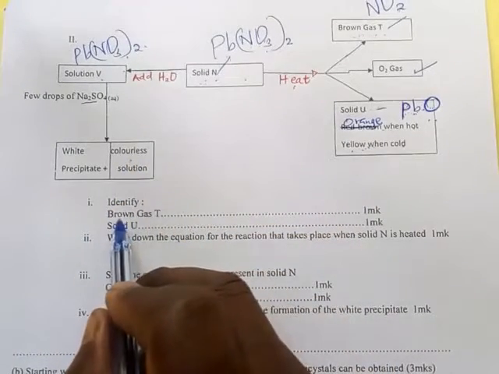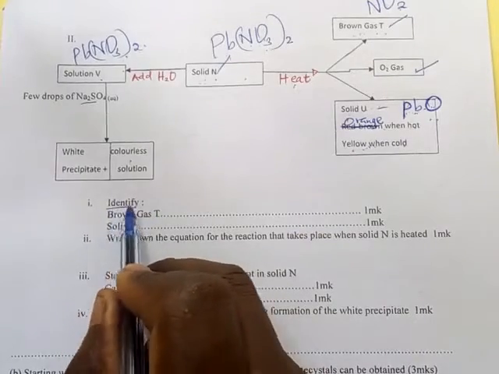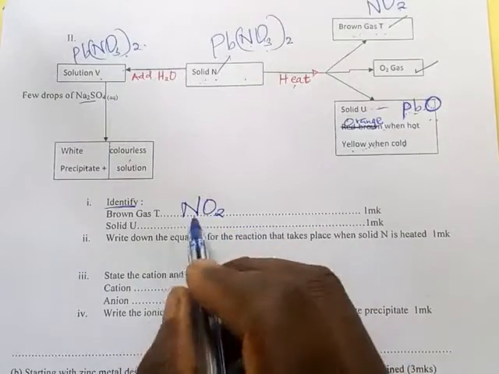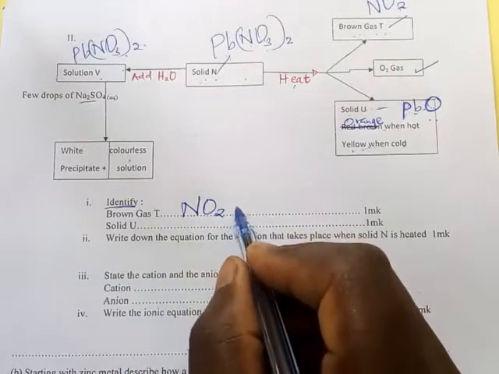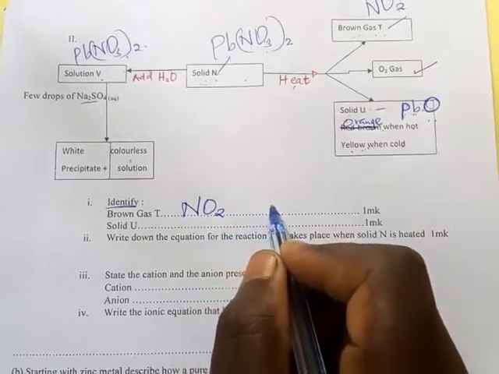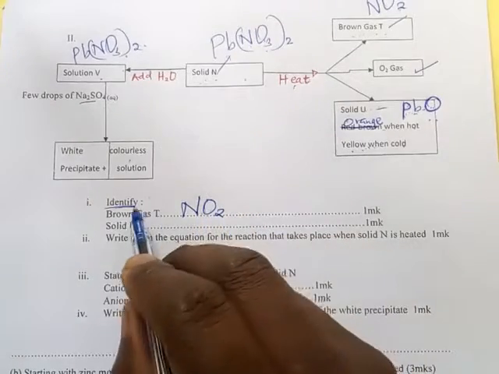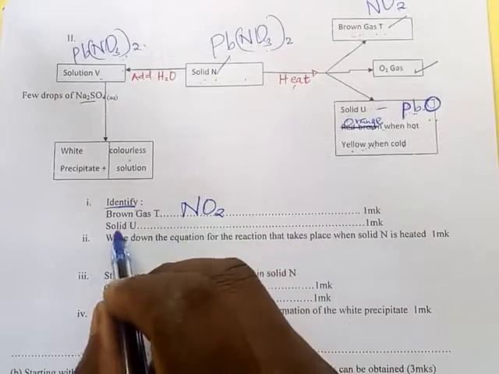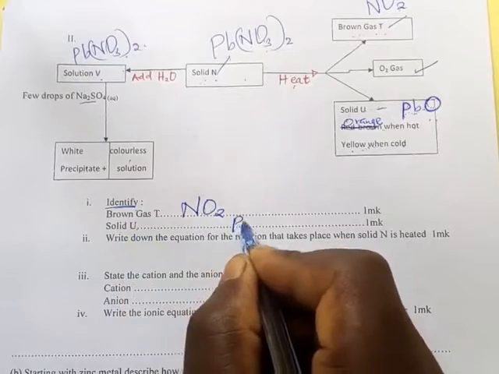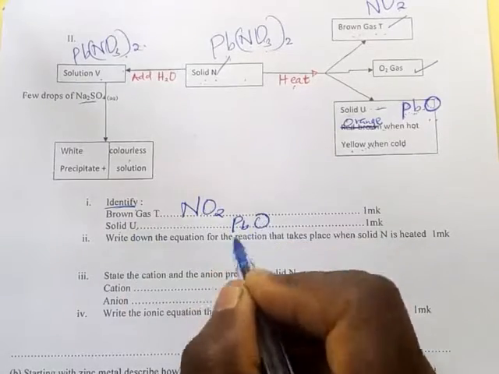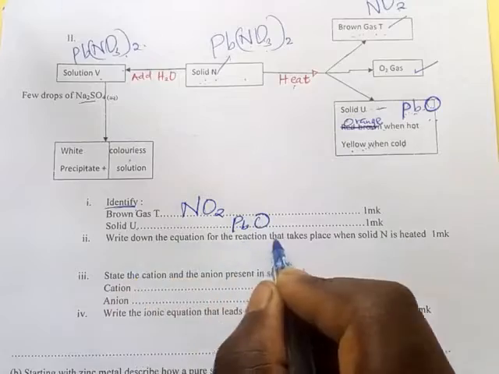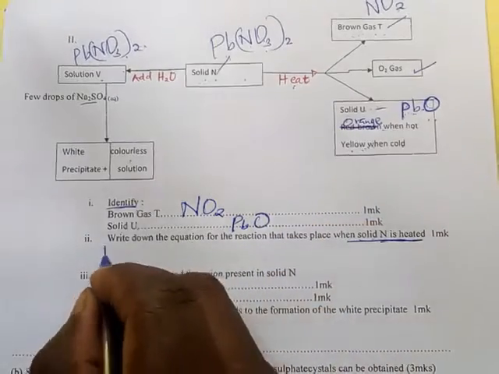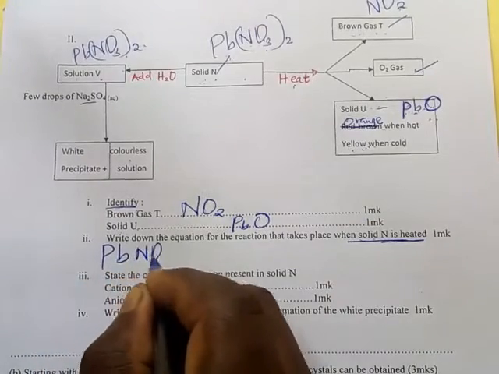Now identify brown gas N. Because we are told to identify, here you can use the chemical formula, because it is not naming. You can use either the word, nitrogen(IV) oxide, or the formula, because to identify there is no limitation of whether you are going to name or not. Solid U is lead oxide. Write the word equation for the reaction that takes place when solid N is heated. So that is lead nitrate.